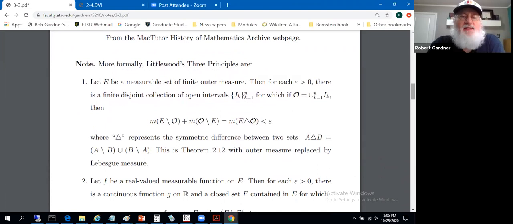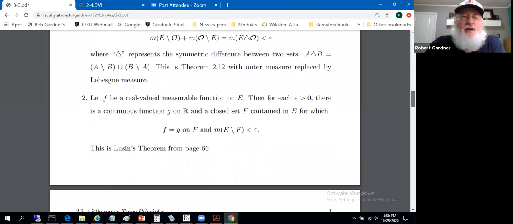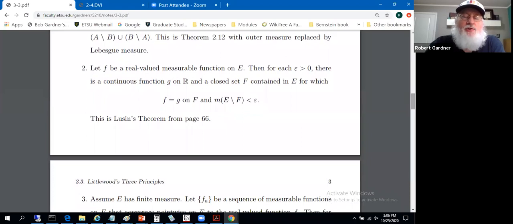Let's formalize these a little bit more. Littlewood's three principles say, well, we actually looked at Theorem 212. Littlewood's first principle deals with measurable sets of finite outer measure in this approximation by finite collections of open intervals. Let's sort of let that one lie and concentrate more on the second two.